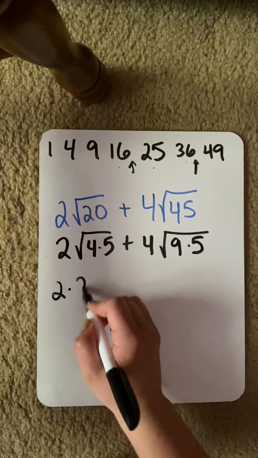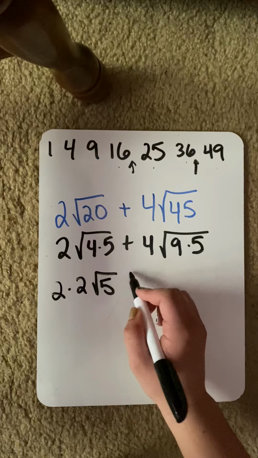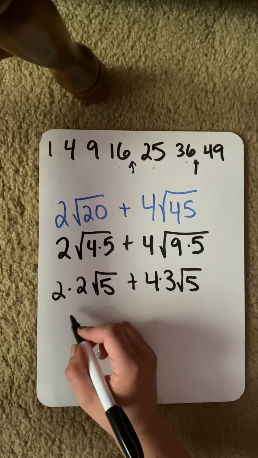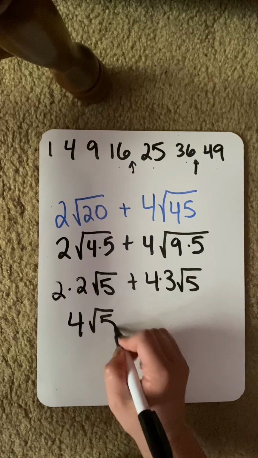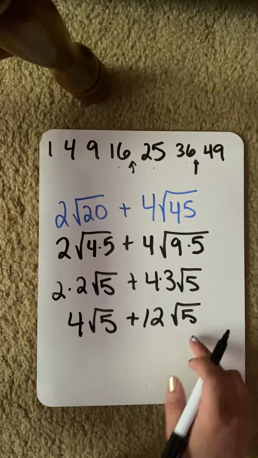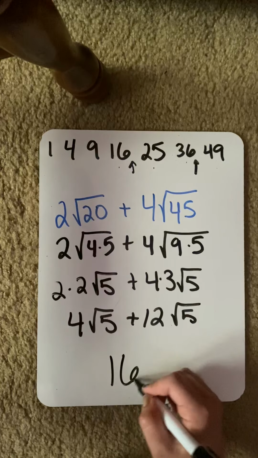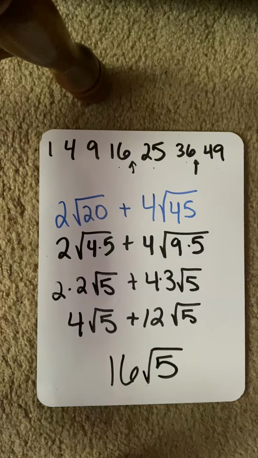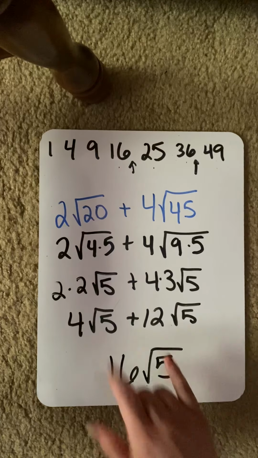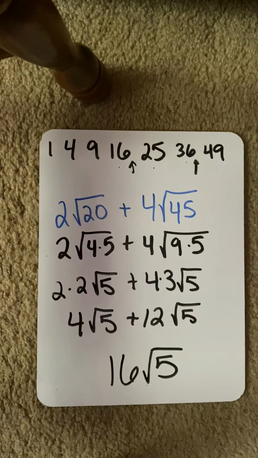So we have 2 times 2 square root of 5 plus 4 times 3 square root of 5. So we have 4 times the square root of 5 plus 12 times the square root of 5. Now they match, so 4 plus 12 is 16 times the square root of 5. So you're always trying to simplify whatever's under your radical the most you can, and then add or subtract your numbers in front and keep the square root the same.